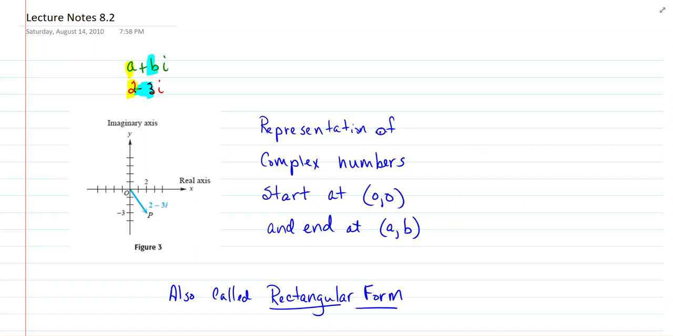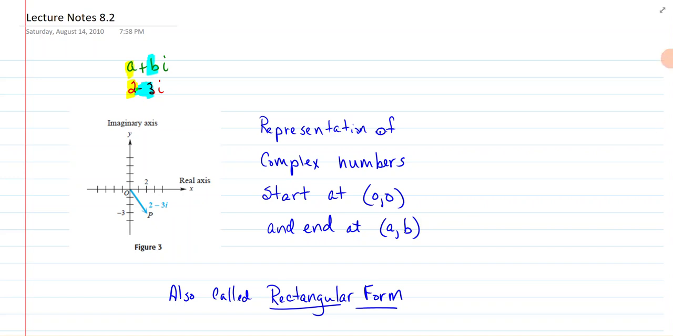Section 8.2, we are going to get into rectangular form and polar form of complex numbers. So let's think about the x and y axis that you're used to, where the x is going to be like the real axis, the y is going to be your imaginary. So if you had 2 minus 3i, you would go 2 over to the right and down 3, and that would be a representation of 2 minus 3i.